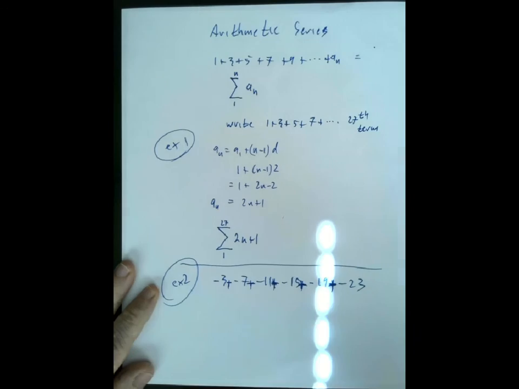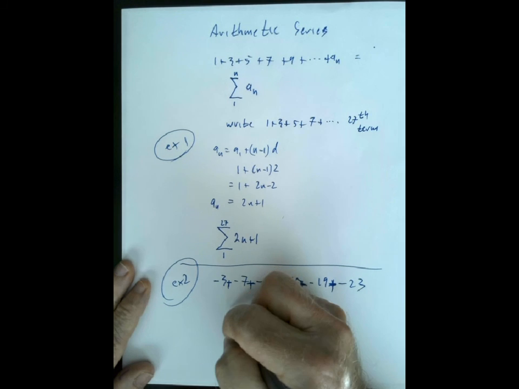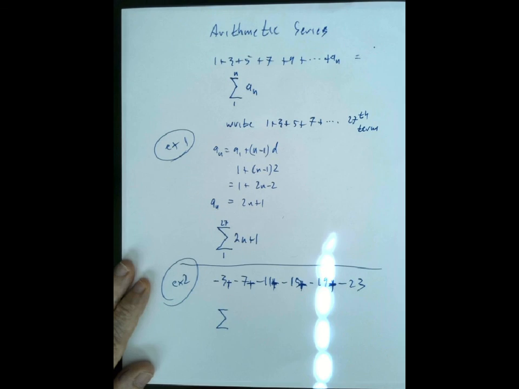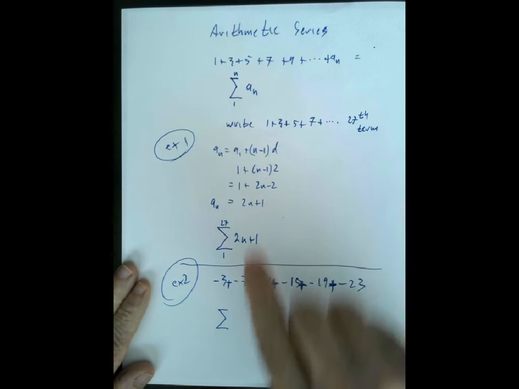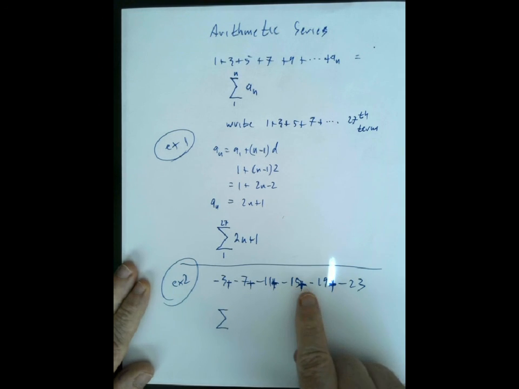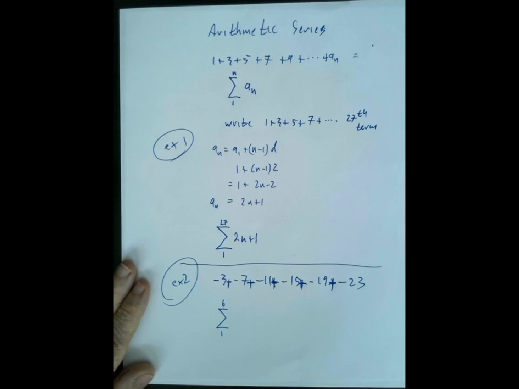So example 2. Again, we're going to write the sigma here, just like that, and we're going to go from 1 up to n. N is the number of terms in the series. So 1, 2, 3, 4, 5, 6. There are 6 terms in the series, from 1 up to 6.